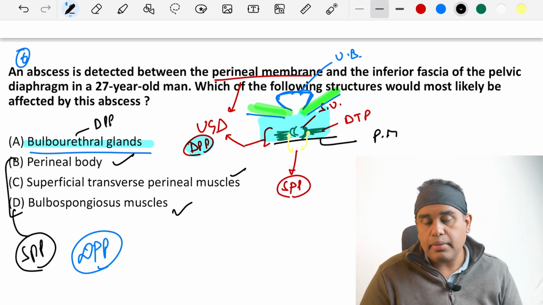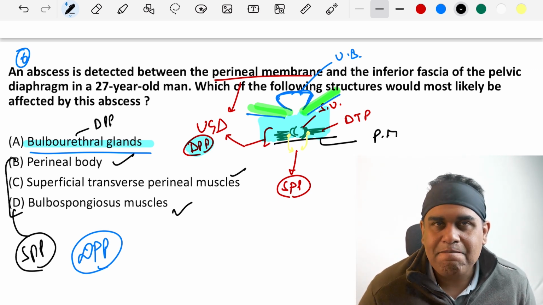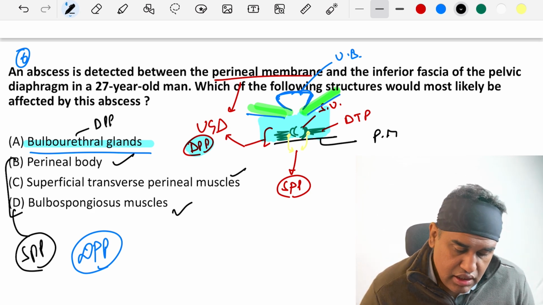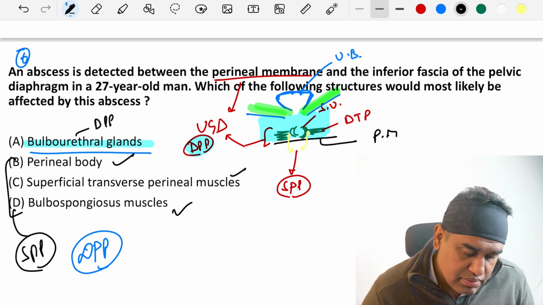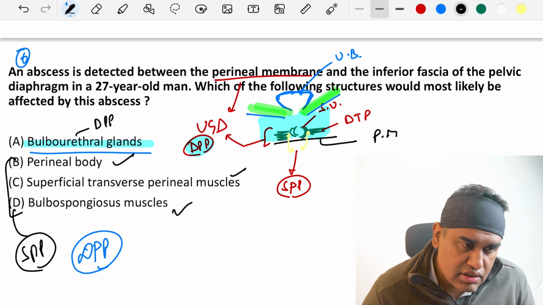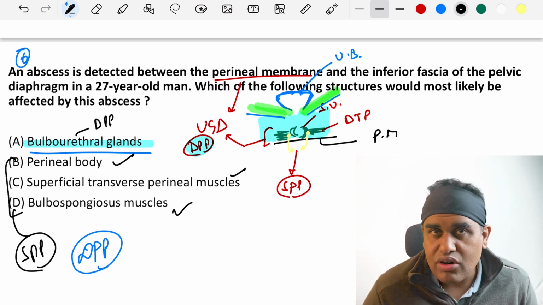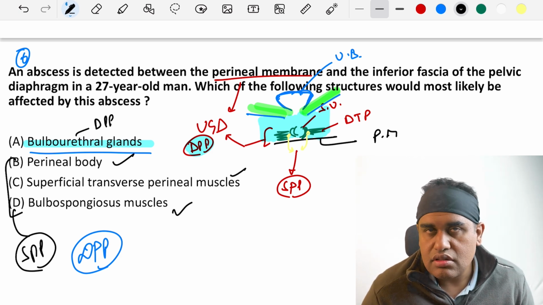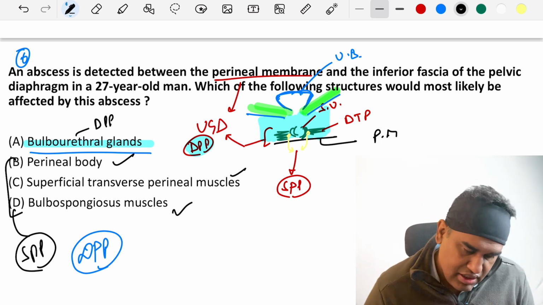Or you can go otherwise. If you don't want to go through all these concepts, though you should, they are not that difficult, but if you have less time, no problem. Be smart, try to choose the odd one out. Out of these four options, B, C and D lie in the superficial pouch. Only option A lies in the deep pouch. So which structure will be involved? The one which is obviously the odd one out, that is option A, the bulbourethral gland. Okay, this is how we can go.